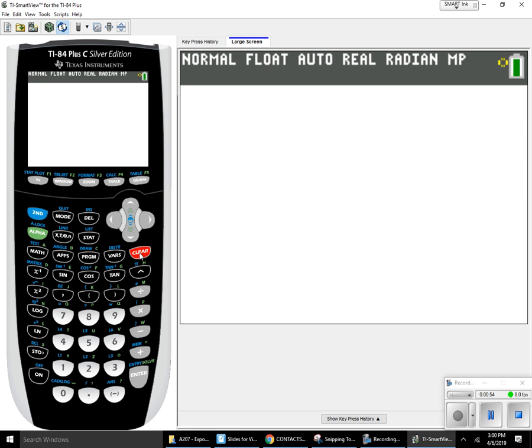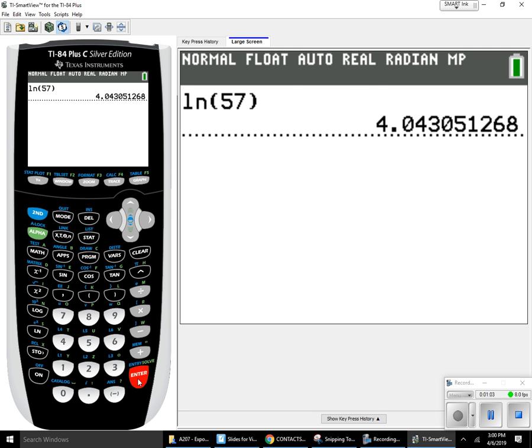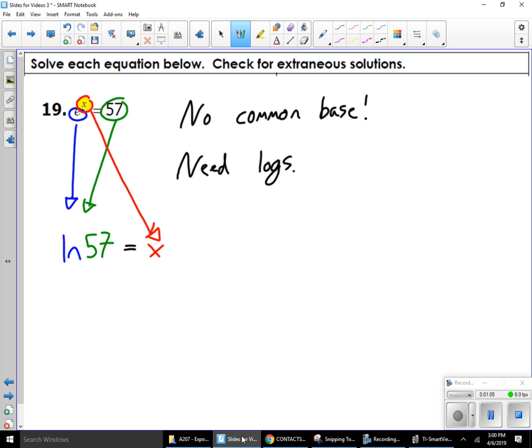We'll want to go back to the calculator in order to find that. Remember, natural log button is on your left-hand side. Natural log of 57 is that mess. So that will be our value for x, 4.0431. So that one wasn't too bad.